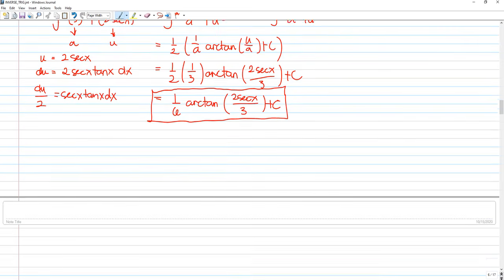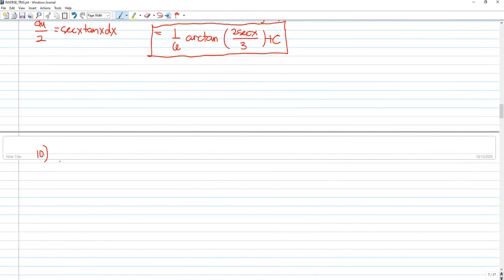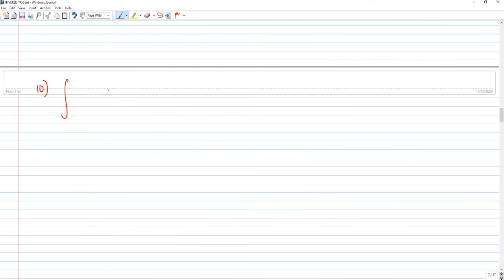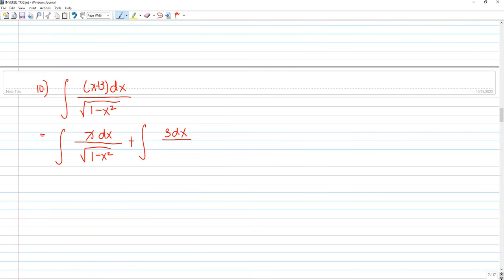Okay, for the last item that we have for today's video, we have number 10. We have the integral of x plus 3 dx all over square root of 1 minus x squared. Okay? So in this case, what we are going to do is rewrite the integral as x dx, since this is addition, all over square root of 1 minus x squared plus integral of 3 dx all over square root of 1 minus x squared.